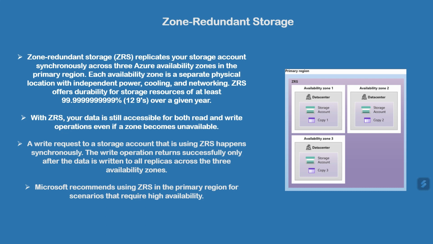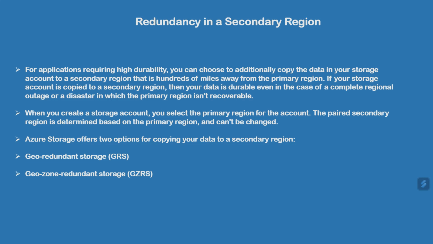Now let's move on to redundancy in the secondary region. With a secondary region, your data will be redundant across regions. Earlier, as I told you, we were talking about the primary region only. Now we will have a couple of regions, primary and secondary. This is specifically for applications that require very high durability. If your storage account is copied to a secondary region, then your data is durable even in the case of a complete regional outage or a disaster in which the primary region isn't recoverable.